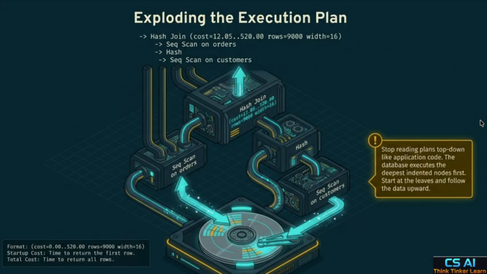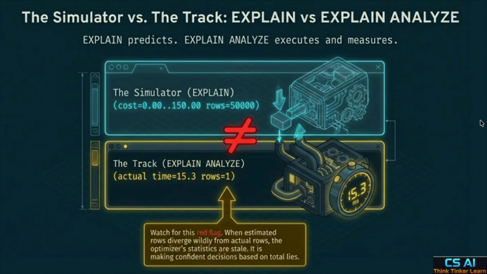path. When you look at an execution plan, stop reading it top-down like application code. The database executes the deepest indented nodes first. You start at the leaves and follow the data flow upward. In this plan, we see two sequential scans feeding into a hash join. The cost isn't measured in seconds, but in abstract units of work. The first number is the startup cost, the time to get the first row, and the second is the total cost to return everything.